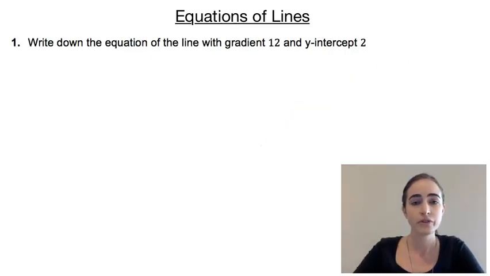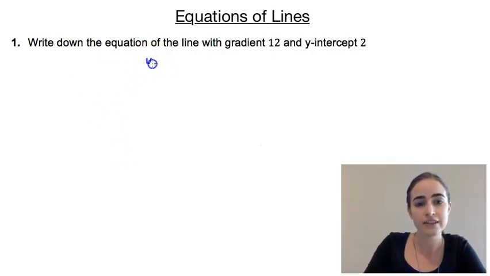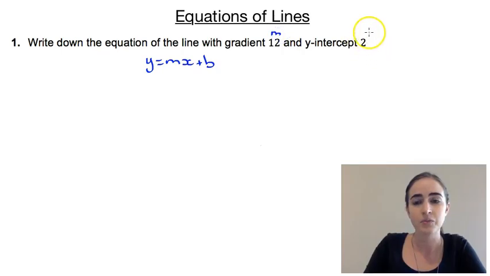So we want to run through a few examples. Our first one asks us to write down the equation of a line with gradient 12 and y-intercept 2. So we know that the gradient intercept form of a line is y equals mx plus b. This gradient is our m, and the y-intercept is our b. So the equation of our line is just going to be y equals 12x plus 2.